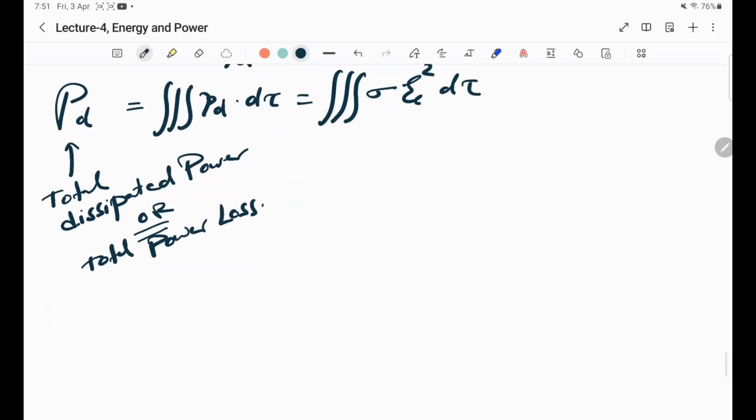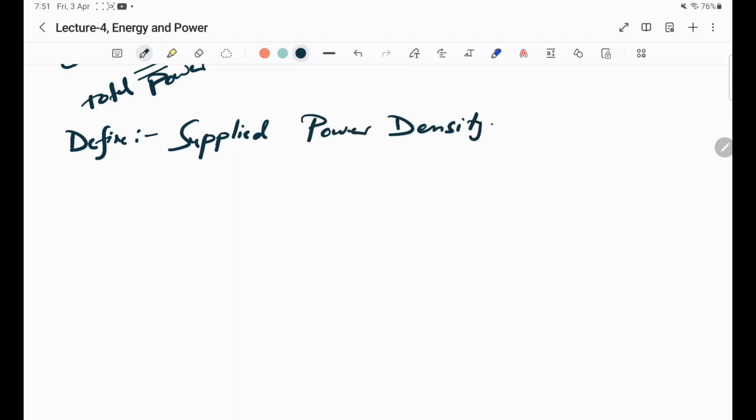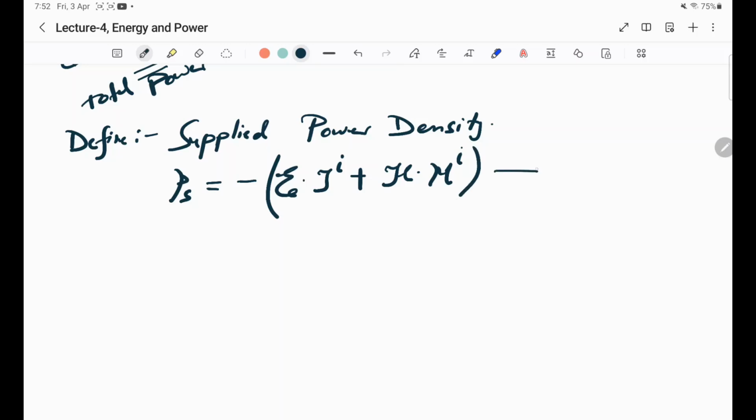Okay, all right. Now lastly we need to define supplied power density. Supplied power density will be defined as small ps, which is equal to negative of E dot Ji plus H dot Mi. So this is the supplied power density term.